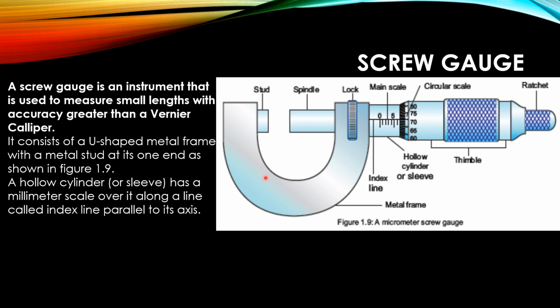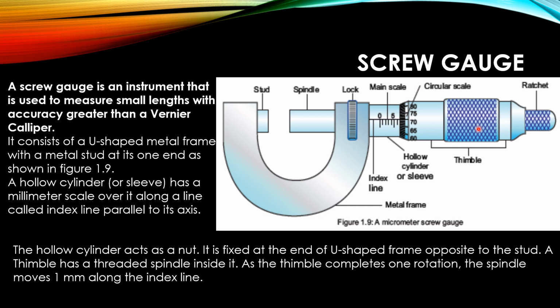It consists of a U-shaped metal frame with a metal stud which is fixed at one end and a spindle on the other which is movable. This is a lock which locks the spindle. This is called a main scale, which consists of a hollow cylinder, and a millimeter scale is engraved on it, meaning each division represents 1 millimeter. There is a horizontal line which is called an index line.